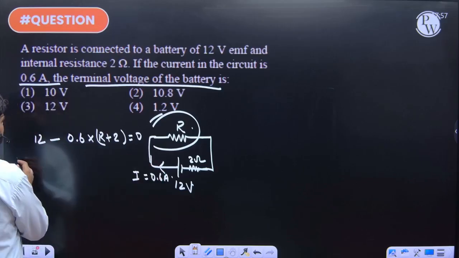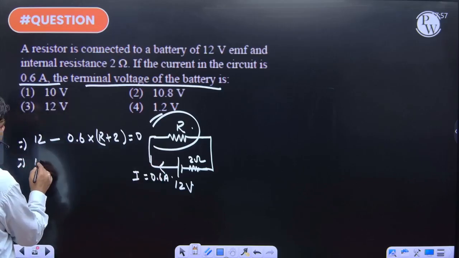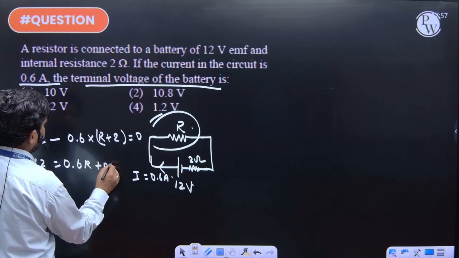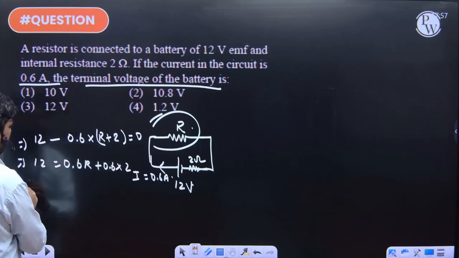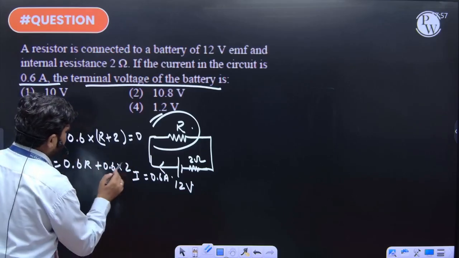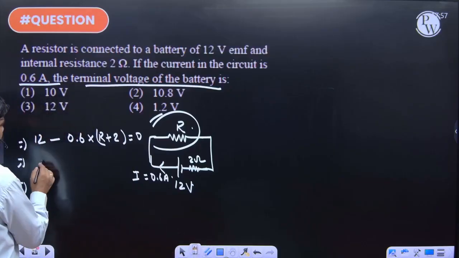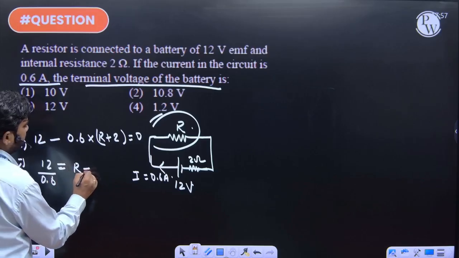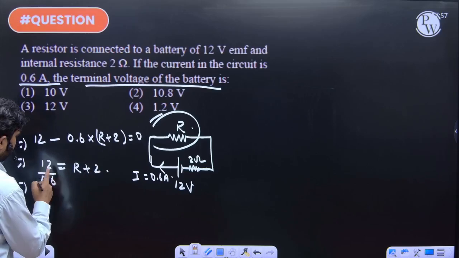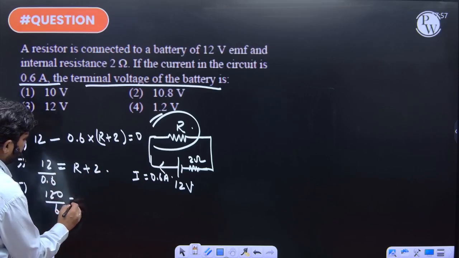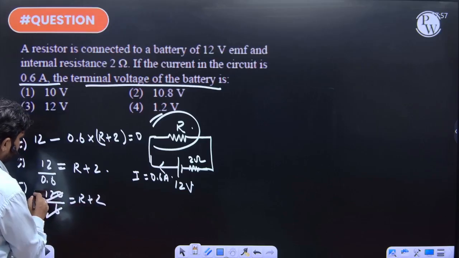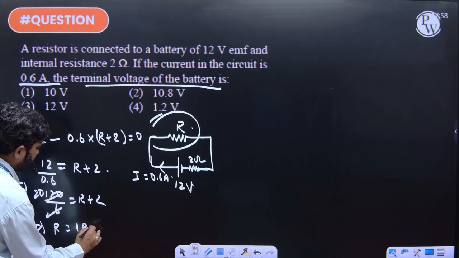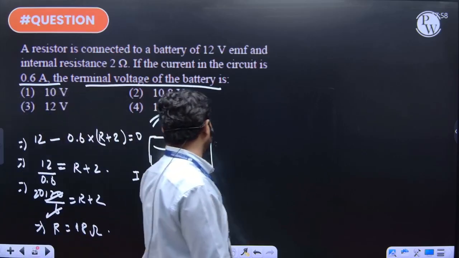Yes or no? So what you are going to get, 12 is equal to 0.6 R plus 0.6 into 2. You can solve it according to your wish. It's better, instead of doing this, we can write 12 divided by 0.6 is equal to R plus 2. So it is 120 divided by 6 is equal to R plus 2. That's 20. So what is the value of R? 18 ohm. You got the value of R as 18 ohm.